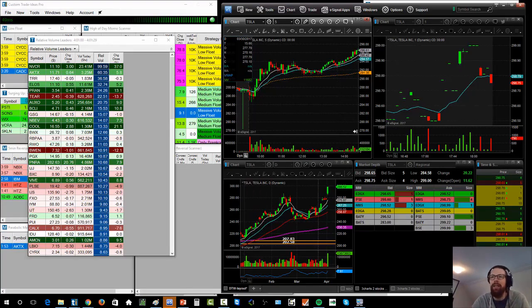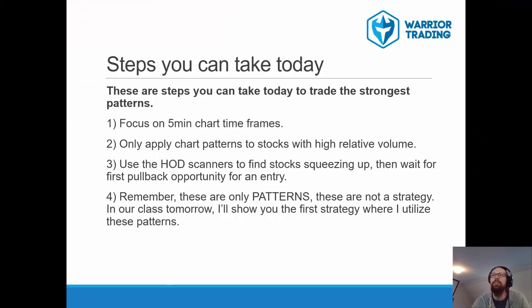All right, but right now, a few steps that you guys can take to help you trade the strongest patterns. Number 1, focus on 5-minute chart time frames or the first 1-minute micro pullback. Now, the micro pullback can take the form of a bull flag. It can take the form of a flat top. It may pull back to be more than just one red resting candle, but start to look for them. And I bet you'll notice them on the stocks that have the highest relative volume.